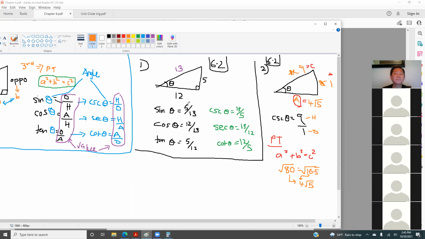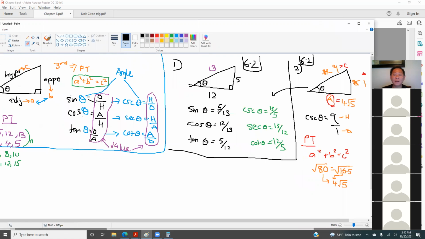You guys all right here? So this adjacent is 4 root 5, hypotenuse will be 9, opposite will be 1. So now you will apply this again. So what is your sine? I'm going to use this one again. So what is sine theta? What is cosine theta? What is tangent theta? We'll do these 3 first before we continue with the rest.